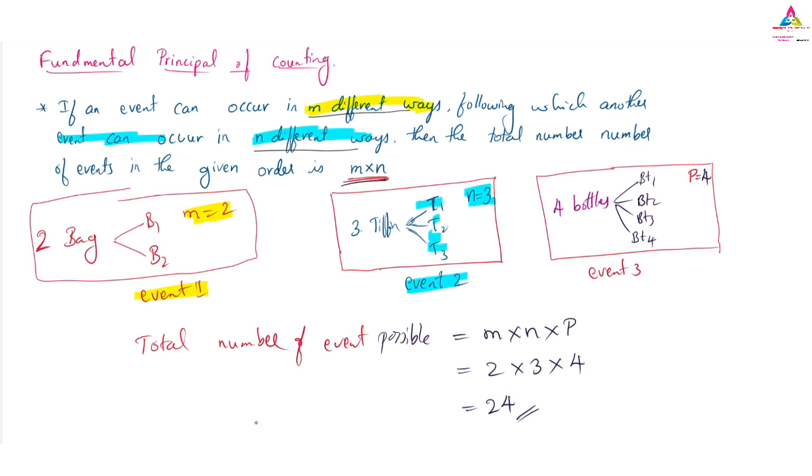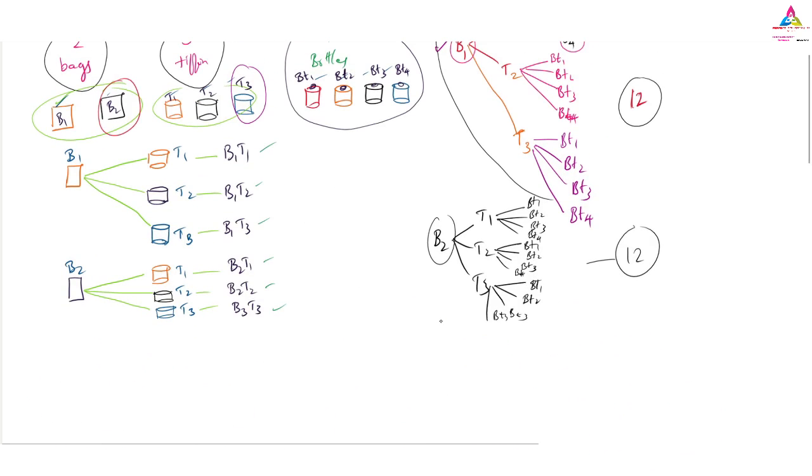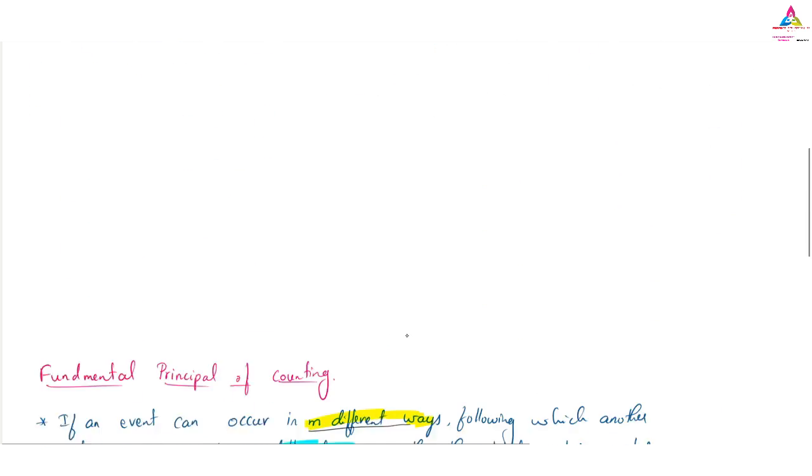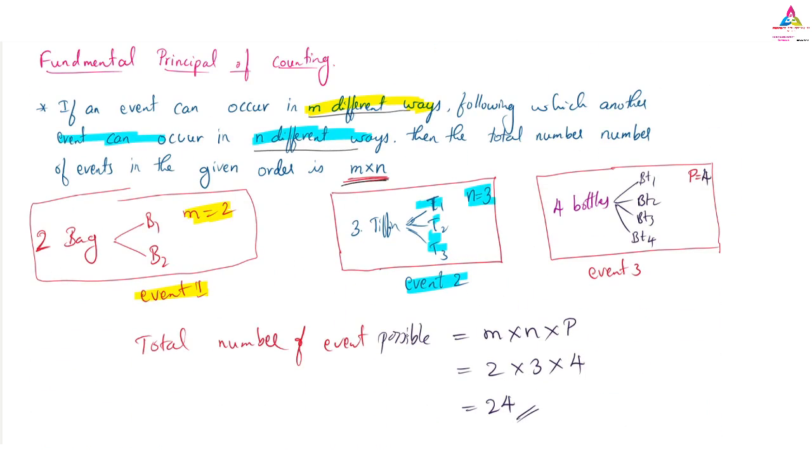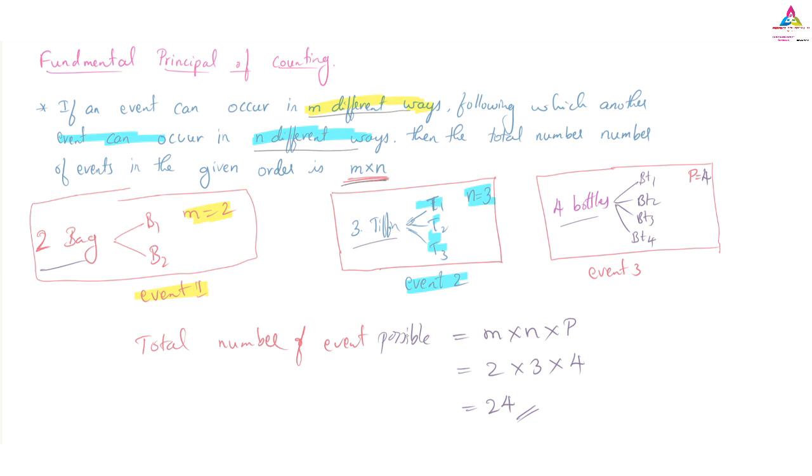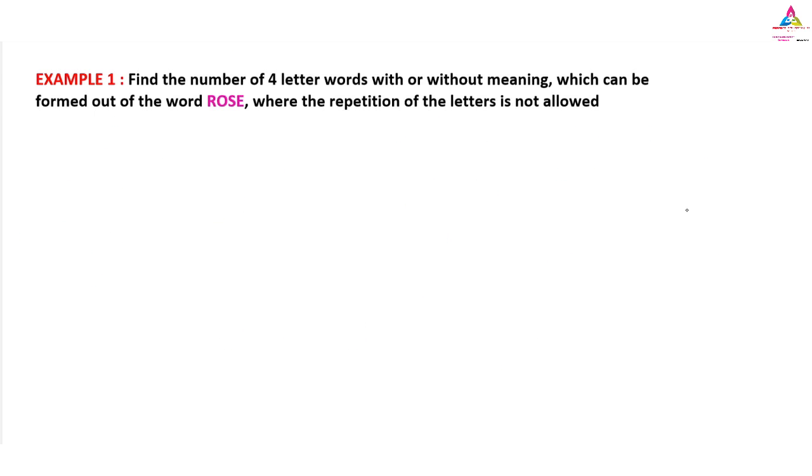If you want, I will scroll down. Here you can see 12 plus 12, there were 12 events and here are 12 events, totally 24 events we had. So without arranging them, you can directly say we can do 24 possible events using the 2 bags, the 3 tiffins and the 4 bottles. Okay, coming to example number 1.